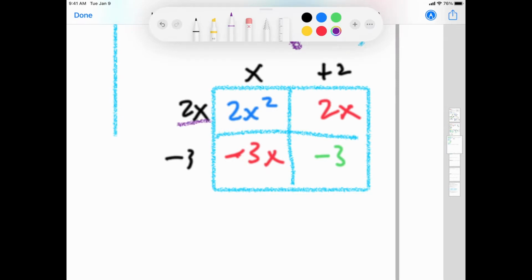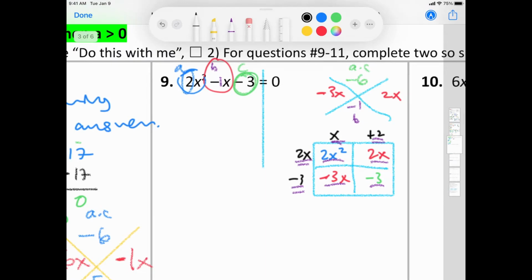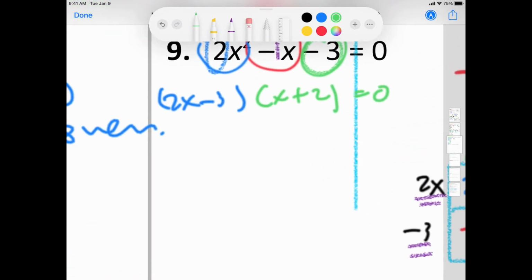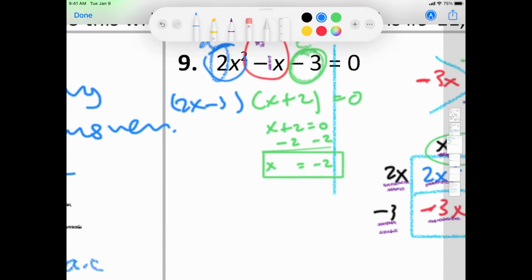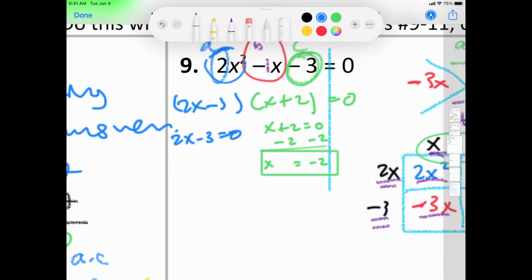Let's double check our answer. 2x times x, 2x squared. Negative 3 times x is negative 3x. Negative 3 times 2 is negative 6, and 2x times 2 equals 4x. Nice. All right, 2x minus 3 and the other one is x plus 2. Let's go ahead and solve that by setting both of these binomials equal to 0. And this one, again, PEMDAS backwards, tells us to add or subtract first.